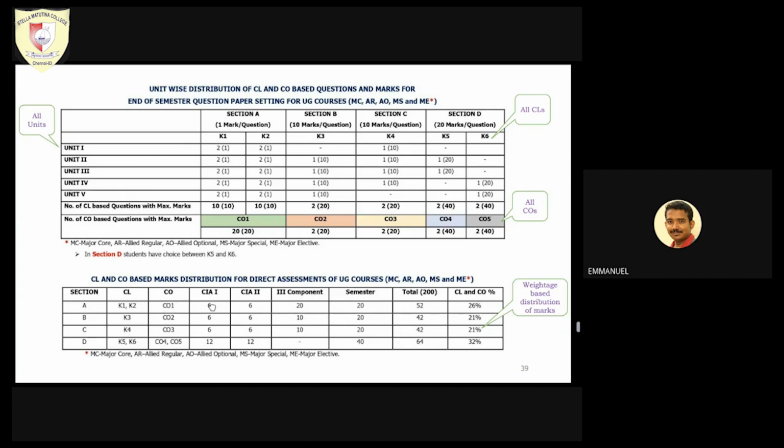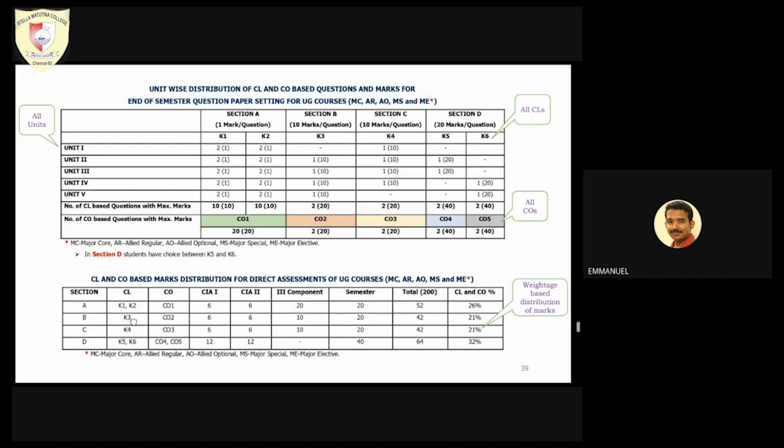For CIA 1, the maximum marks allotted is 6. Similarly, CIA 2 maximum 6, component 3 maximum 20. For semester, maximum 20 marks. That is first section A. Section A corresponds to 20 marks. So total marks 52. Actually, this is out of 200. Why 200? Because CIA 1, CIA 2, third component comprise 100 marks, that is internal valuation. Semester 100 marks, that is end semester external valuation. So totaling up to 200 marks. So out of 200 marks, 52 marks come under section A, that is K1 and K2 level.